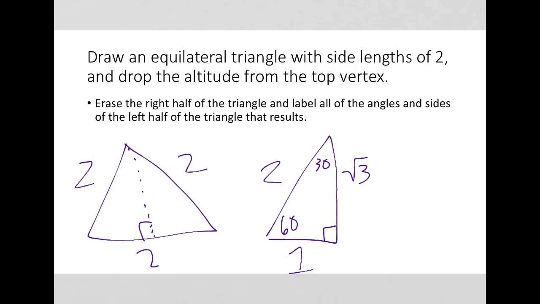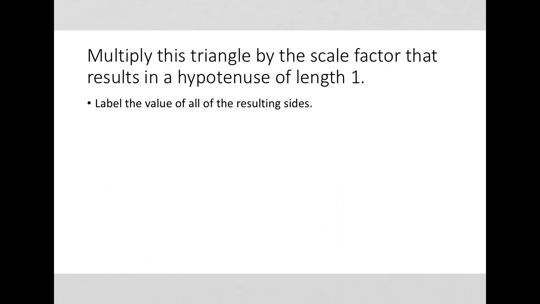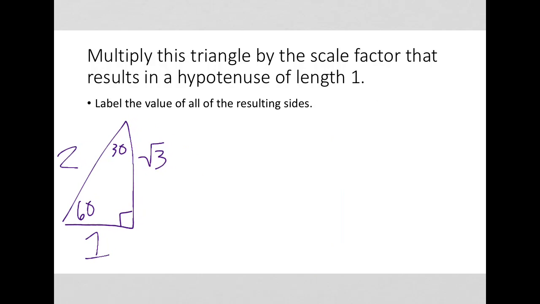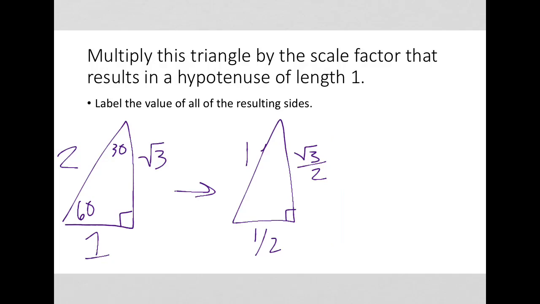So we get this special triangle, and we're going to do something similar to what we just did for that 45, 45, 90 triangle. We are going to multiply it by a scale factor to get a hypotenuse of length 1. Again, the idea is we could then plop this on a unit circle. So the hypotenuse is currently 2, so we need to divide everything by 2. So we get our triangle with a hypotenuse of 1. 1 divided by 2 is 1/2, and root 3 divided by 2 is just root 3 over 2. And again, right angle, 60 degrees, and 30.